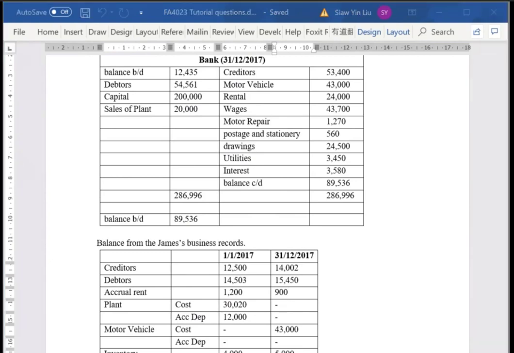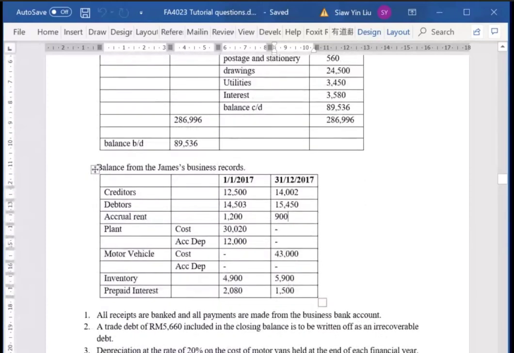Now, next. Beside this, if you look at here, debtors, creditors, you have debtors here, you have creditors here. So open a T account, then you can figure out how much is your credit sales and credit purchase. Temporarily, you get the idea first.